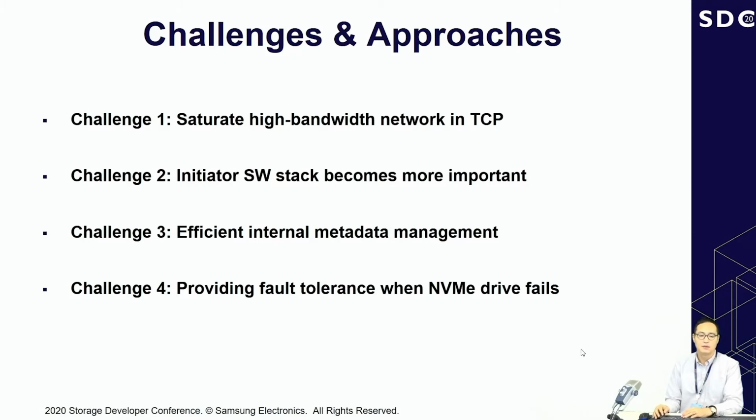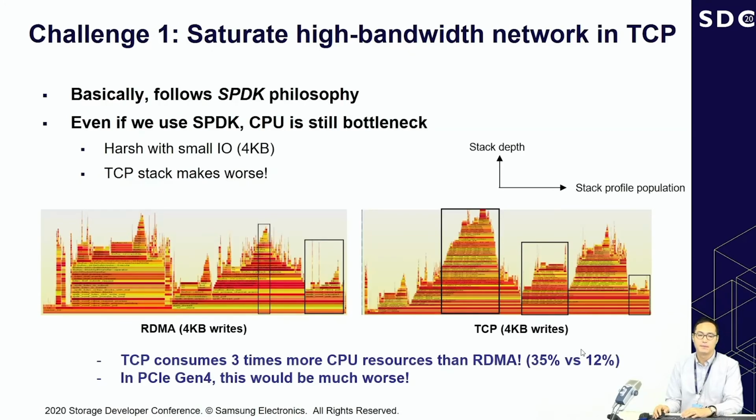To be honest, we've met a lot of important challenges during the system implementations. But due to the time limits, I'd like to touch the challenges related to performance and QoS only. First challenge is how to saturate high-speed network such as 100 gigabit or 200 gigabit network via TCP.